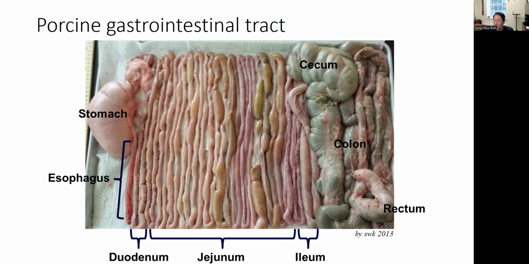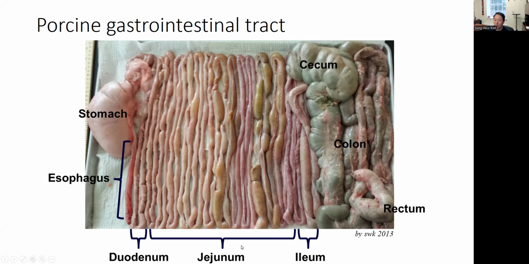If you look at the tract, you see the stomach. Prior to the stomach, you see the very short section of the esophagus coming from the mouth. The esophagus connects the mouth to the stomach, and we will spend some time to talk about the stomach here. But the stomach is connected to the small intestine, a very long small intestine in the case of most animals, including humans, pigs and chickens.